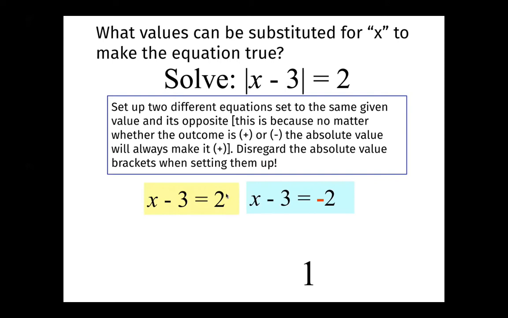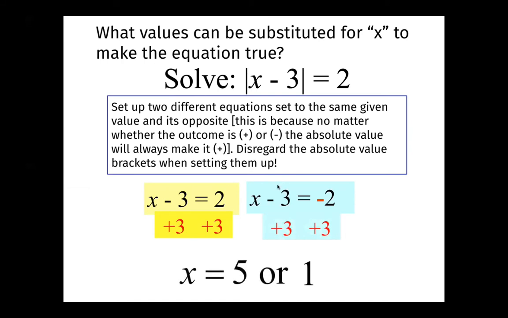These are the 2 equations that you're going to need to find the values. So you can go ahead and solve both of these equations as is to isolate your variable. I'll carry out the standard inverse operations. Add 3 to both sides, 3 cancels, and you're left with x equals 5. And then on the other equation set to negative 2, you'll also add 3 to both sides, 3 cancels, and x will equal 1. So in this instance, the values that can be substituted for x to make the equation true would be 5 or 1.